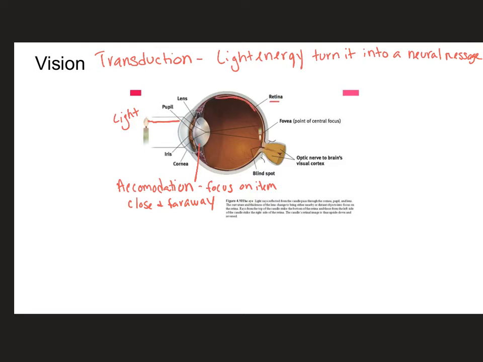And the retina right here is on the back of your eye, and it's very thin, and it's about the size of a postage stamp. And what we have on the back of the retina is called your fovea, and it's the point of central focus. So when we focus on something, it's focusing on our fovea. Our retina is full of what we call rods and cones, and we're going to talk about those on the next slide and exactly what their responsibilities are, but they help us in the vision process.